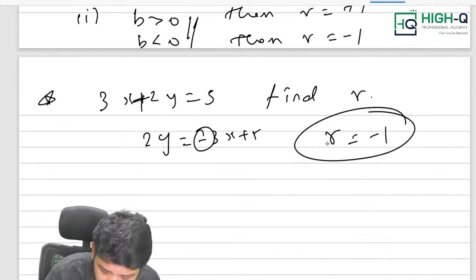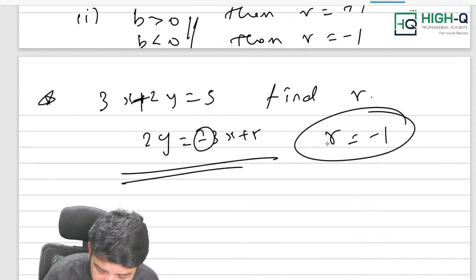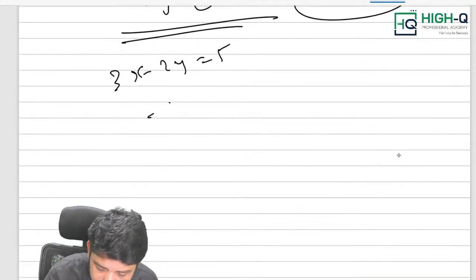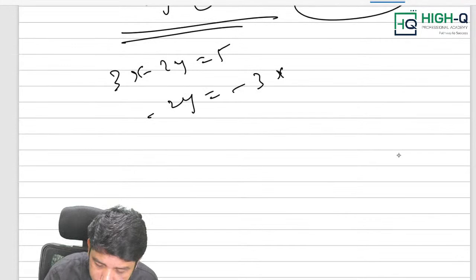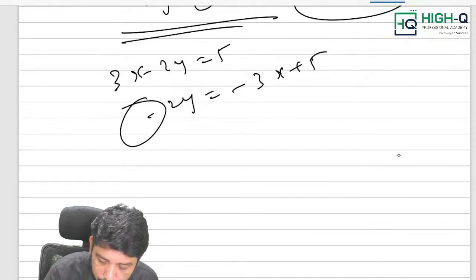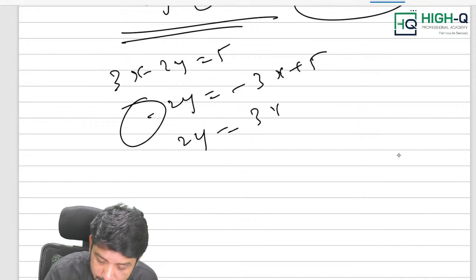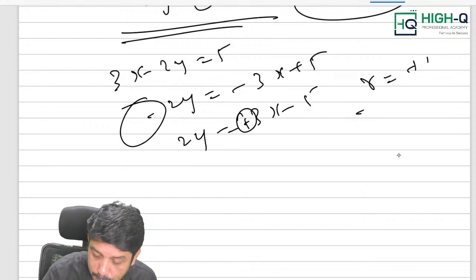Now listen here. For example, sir, 3x minus 2y is equal to 5. In this case, what is to be done, sir? Very simple. Minus 2y is equal to minus 3x plus 5. Now you make it positive by multiplying throughout by a minus sign. So 2y is equal to 3x minus 5. What is the sign here? Plus. Therefore, r is equal to plus 1.